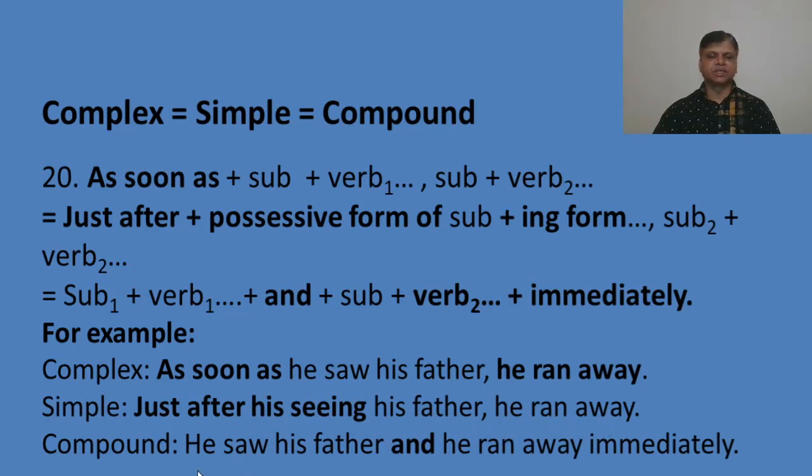If you want to make it a compound sentence, you have to omit as soon as, then use the dependent clause. The dependent clause, he saw his father, then use a coordinating conjunction and then the independent clause, and at the end of the independent clause you have to use immediately.